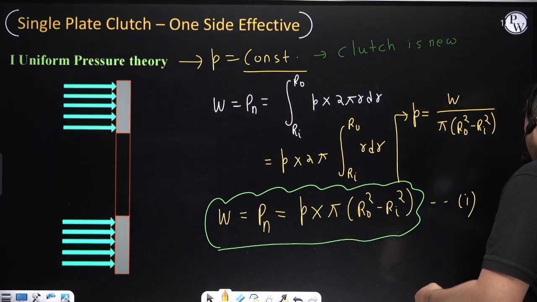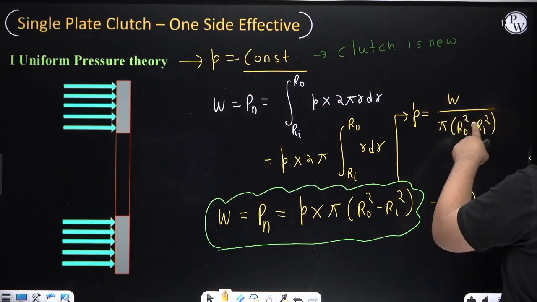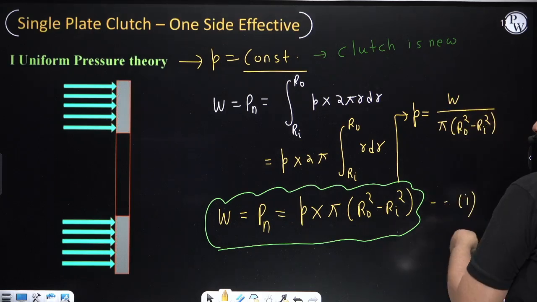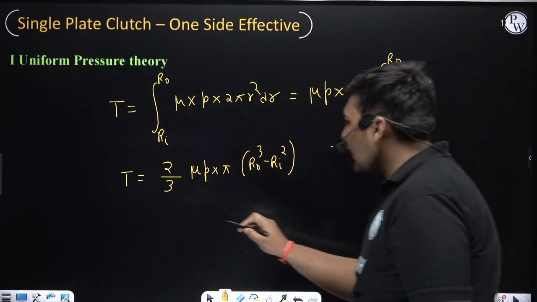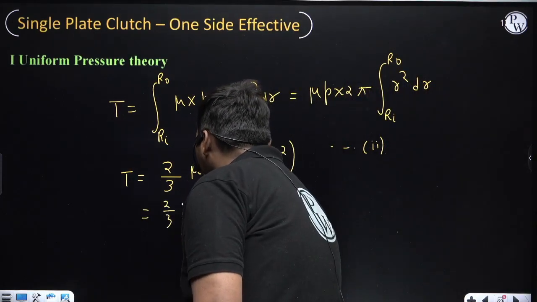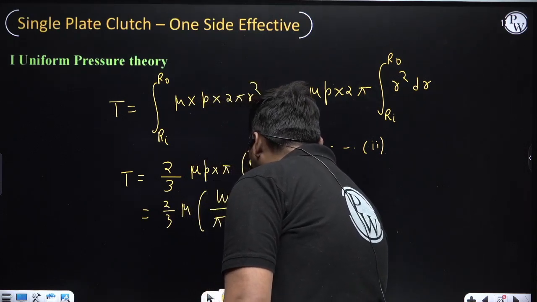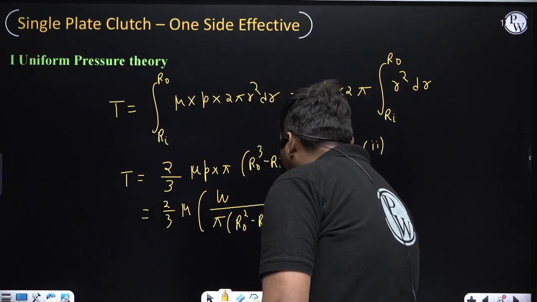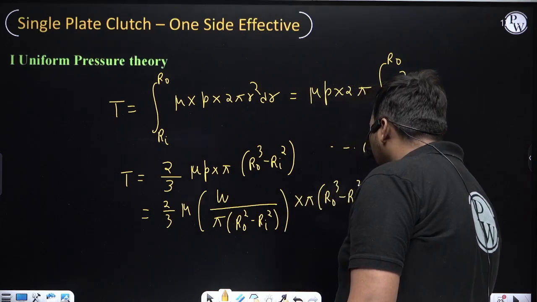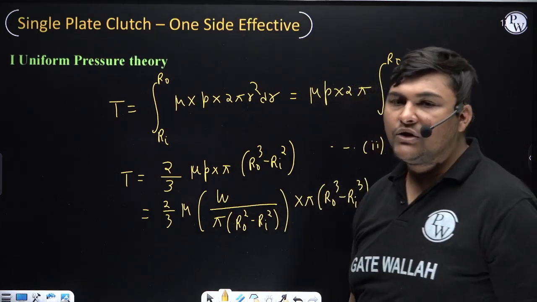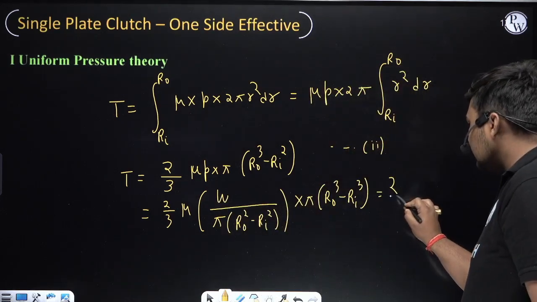Now, in this expression, if we replace this pressure P by W upon pi R naught square minus Ri square, this expression will get simplified in terms of W. It will be 2 by 3 mu, P is W upon pi R naught square minus Ri square, into pi into R naught cube minus Ri cube. After simplification, this relation will be 2 by 3 mu W.